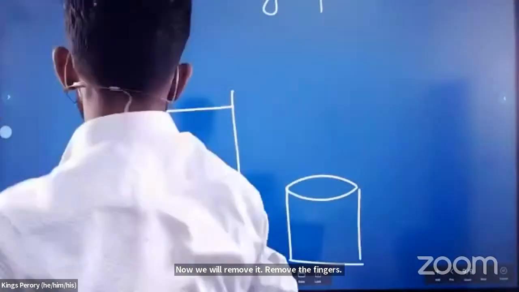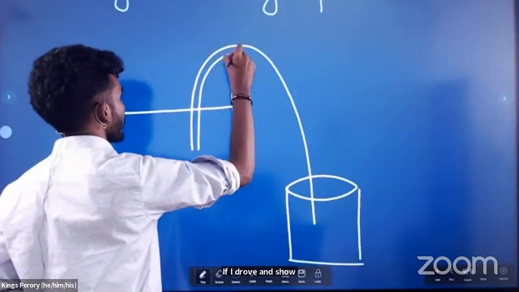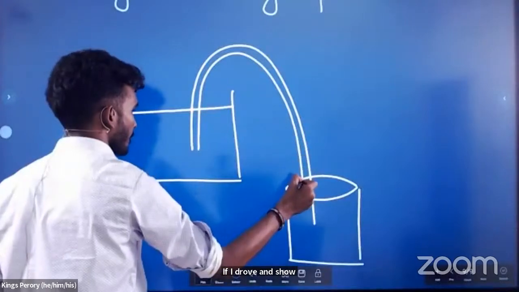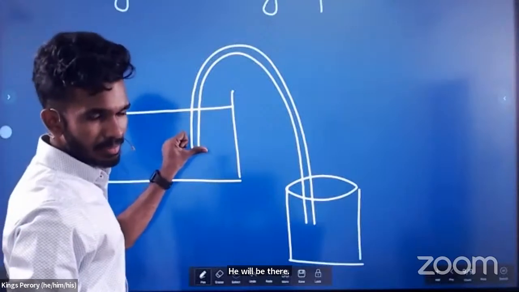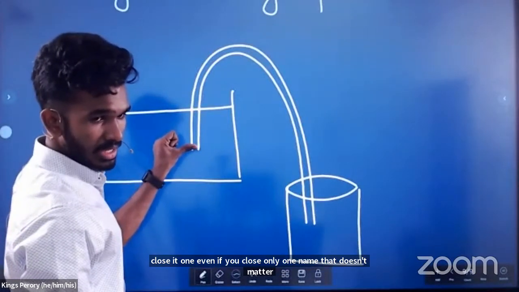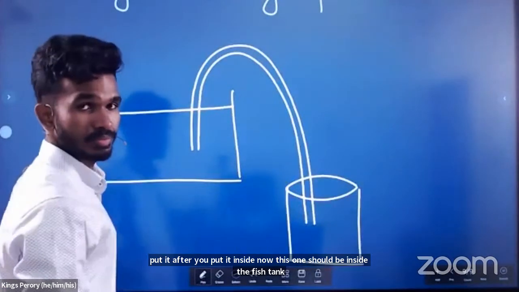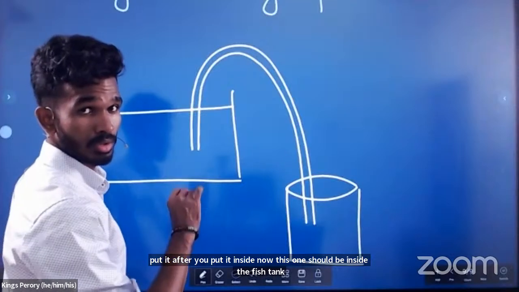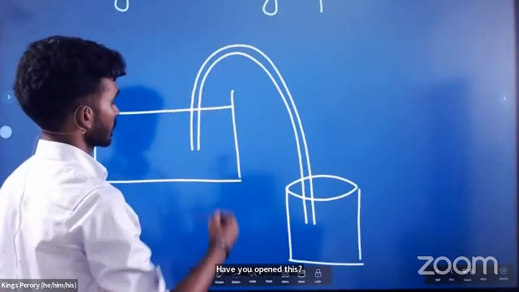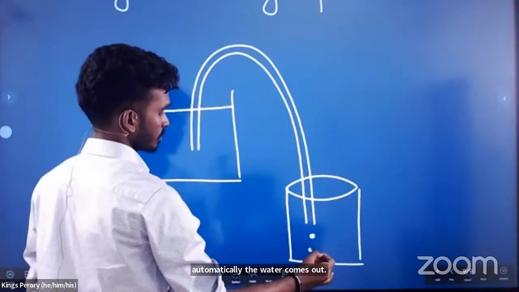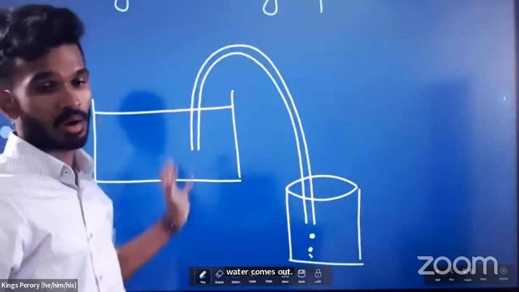So if I draw and show, the tube is there. Even if you close only one end, that doesn't matter. After you put it inside, this one should be inside the fish tank. Now you open this. Automatically the water comes out from this side. You don't need to do anything. You just have to hold it until all the water goes.